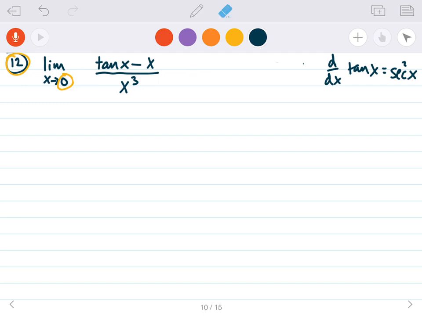Okay. So yeah, we already established that for this one we can use L'Hopital's rule if we plug in 0 into this. So we're good. So now we need to take the derivative of the numerator and the denominator. Now, as I just mentioned, the derivative of tangent is secant squared. So we have secant squared of x minus 1 over 3x squared.